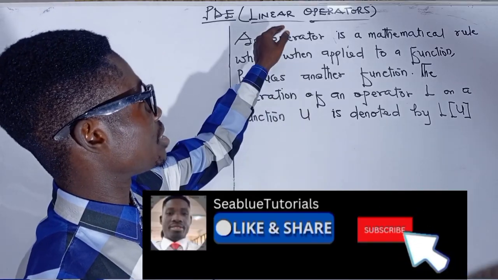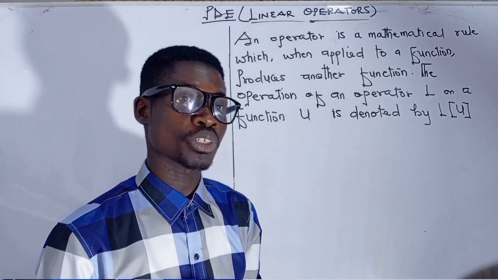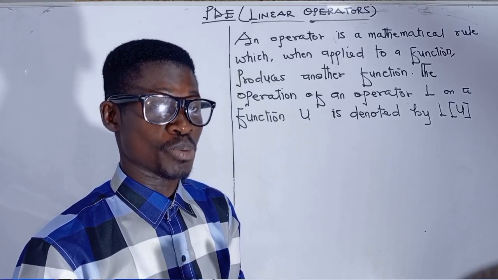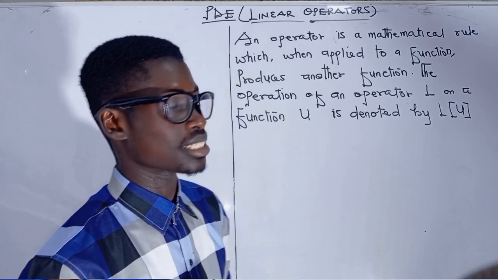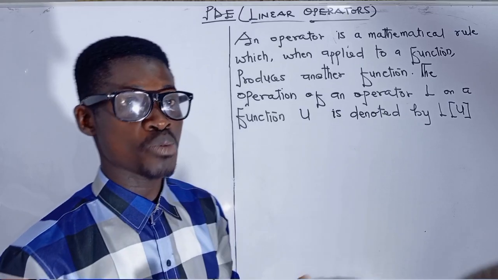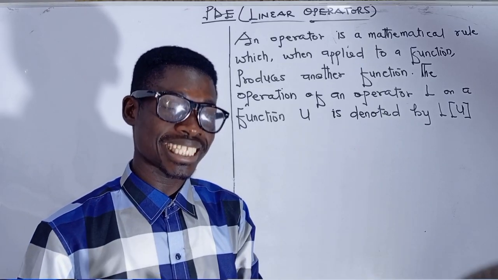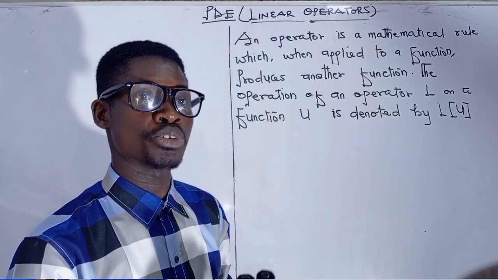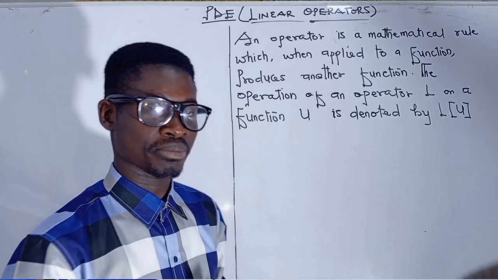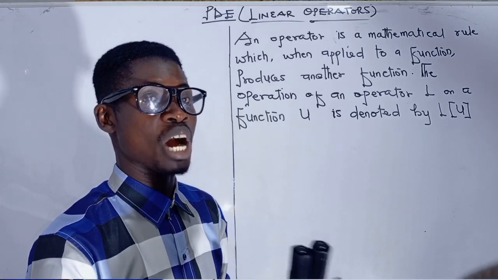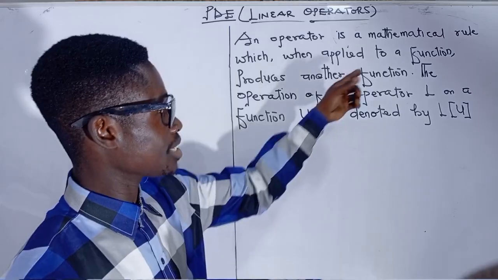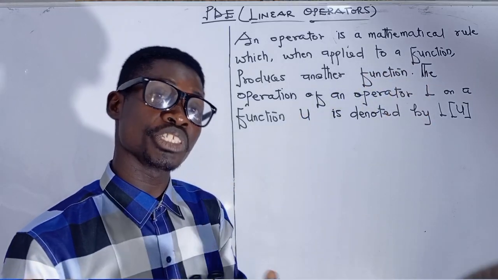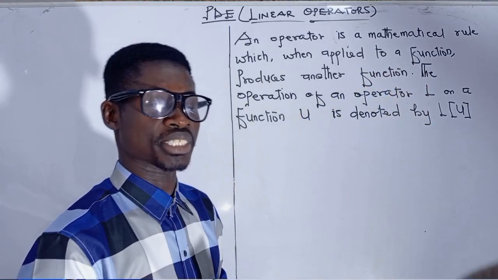Now before we start with linear operators, let's look at what operators are. When we talk about an operator, it is a mathematical rule which, when applied on a certain function, produces another function.